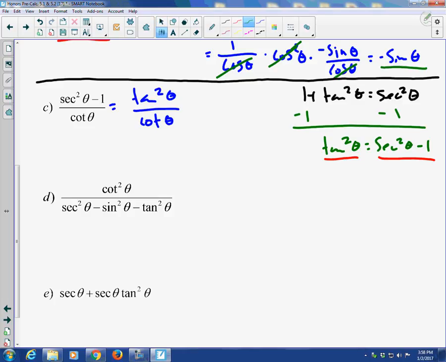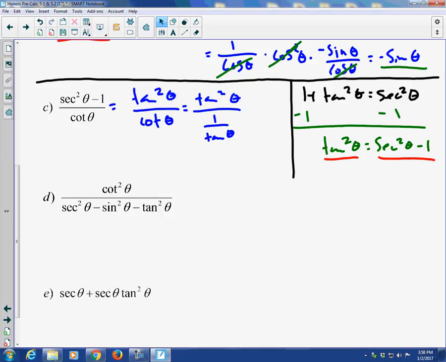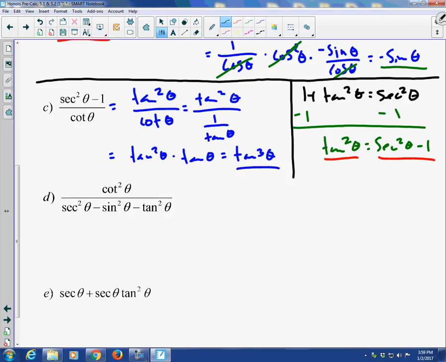Now at this point we could change everything to terms of sine and cosine, but we know that tan and cotan are reciprocal trig functions. So instead of changing everything to sine and cosine, I'm going to take a little bit of a shortcut. I know I can write that cotan in the denominator as 1 over tan theta, and then right here I'm dividing by 1 over tan, which is the same as multiplying by the reciprocal. So now I've got my tan squared theta times tan theta, and that's going to give me tan cubed theta as the simplified expression. Okay, so right here that's C.